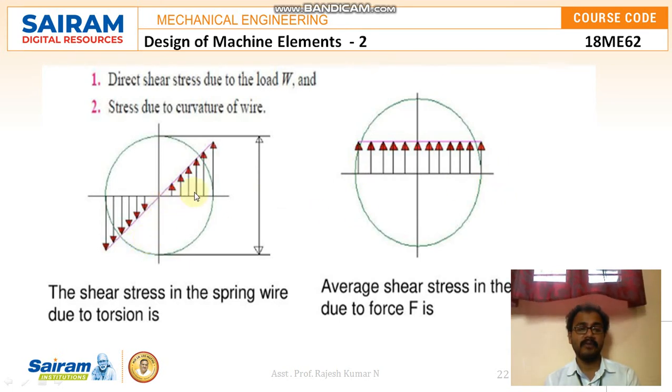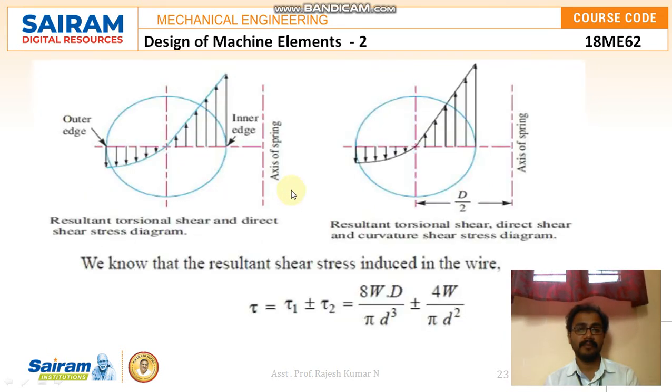On one quadrant, if it is upside, then in the opposite quadrant it should be downside, but the magnitude of the shear remains the same. And you can even see the resultant torsional shear and direct shear stress diagram here, where this is the axis of the spring, this is the outer edge and this is the inner edge. You can see this.